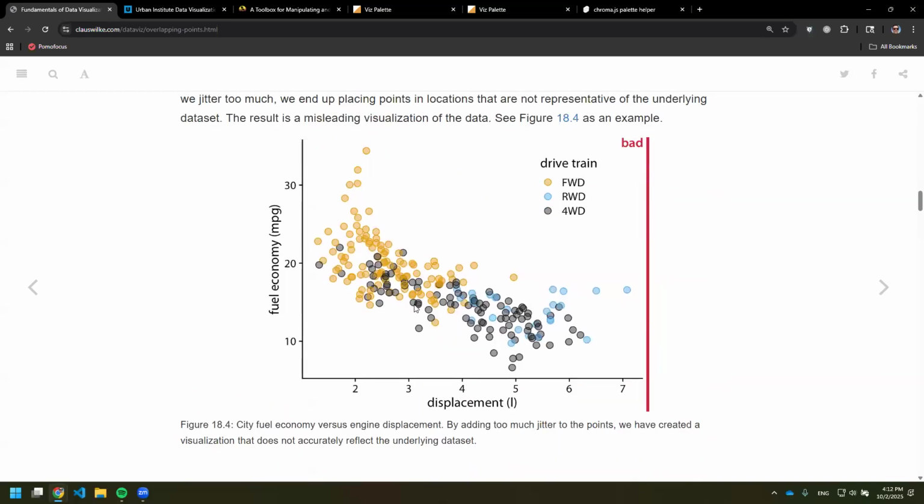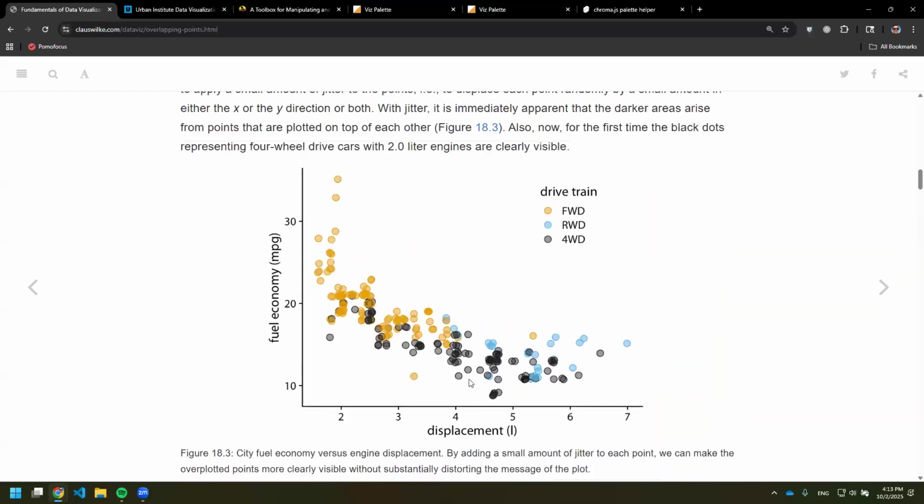So some of these points are appearing on the plot at a different coordinate than they actually are in the data. And so we're displacing these points by some small disturbance term, so that we reduce this overplotting, simply by randomly moving the points. And indeed, we can see already that there are some black points over here in this part of the graph that weren't immediately visible in previous iterations, right?